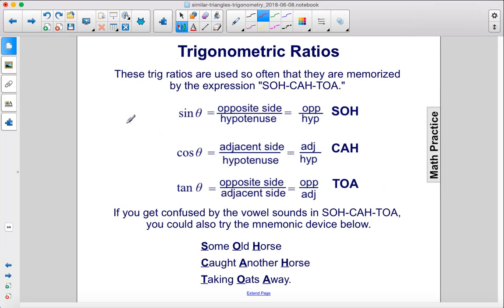These trig ratios are used so often that they are memorized by the expression SOHCAHTOA. So, S-O-H, which stands for sine opposite hypotenuse, C-A-H, because that is cosine adjacent hypotenuse, and T-O-A, tangent is opposite over adjacent. If you get confused by the vowel sounds in SOHCAHTOA, you could also try the mnemonic device below. Some old horse caught another horse taking oats away.